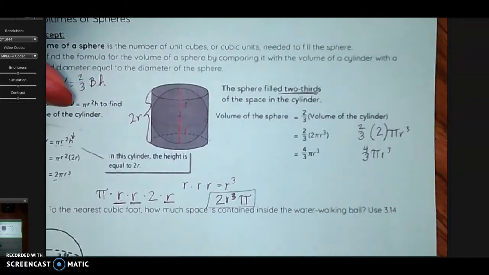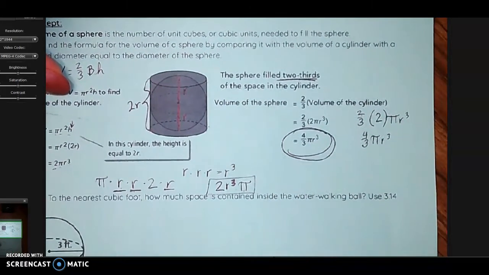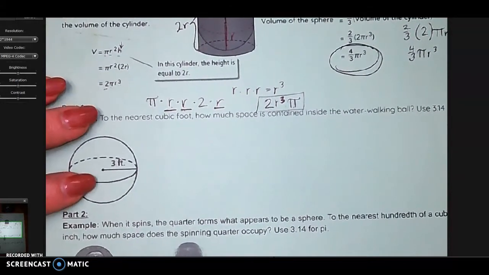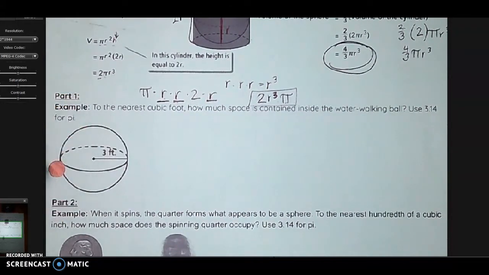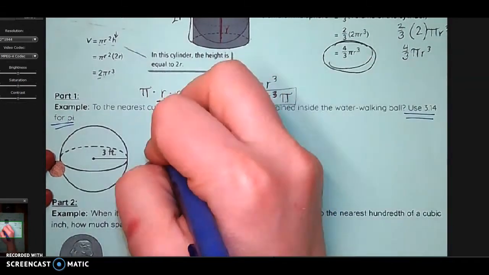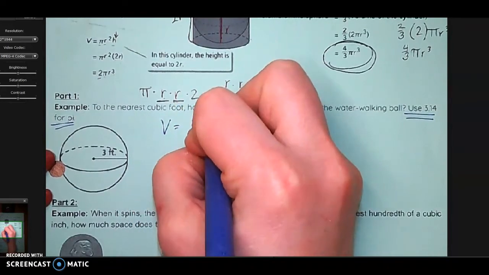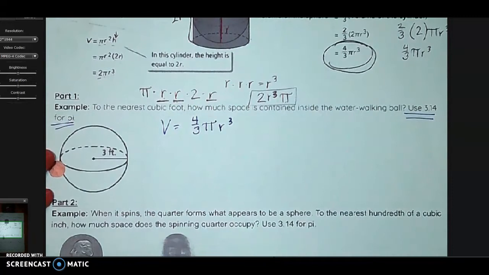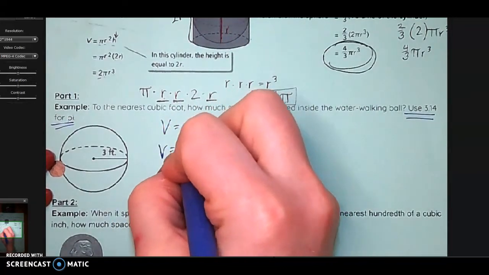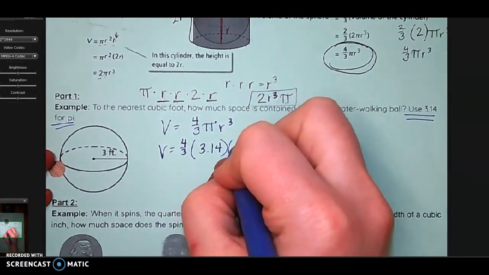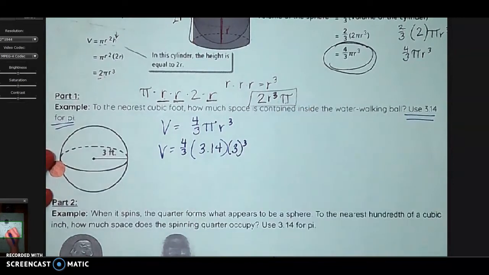So we're going to use this formula right here, and we are going to put it to work for us. This one says, to the nearest cubic foot, how much space is contained inside the water walking ball? Use 3.14 for pi. So we have our formula up here. To find our volume of a sphere, we're going to do 4/3 times pi times r cubed. They have told me that I am going to use 3.14, and for my radius, I am using 3.